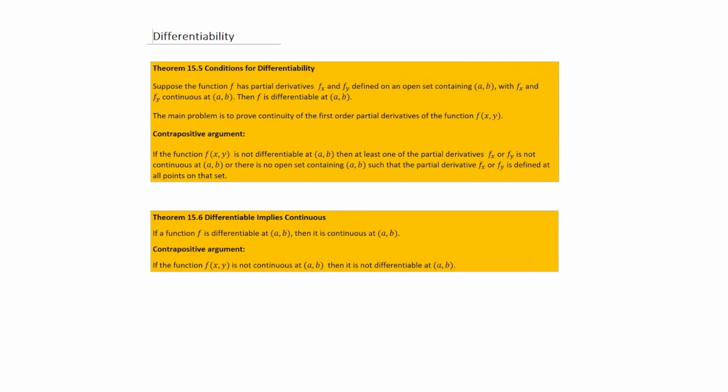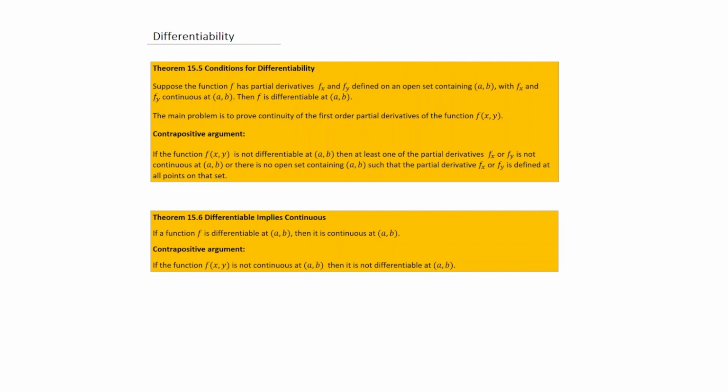All right, and then the question came down to what we meant by differentiability. We're dealing with multivariable calculus. And so here you have theorem 15.5 for conditions for differentiability. And then you could also apply the contrapositive argument, which in some cases was much easier to work with. So that's why both are indicated.